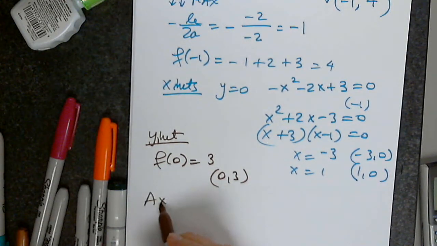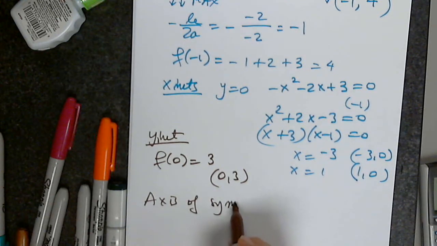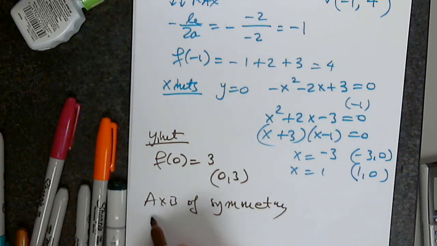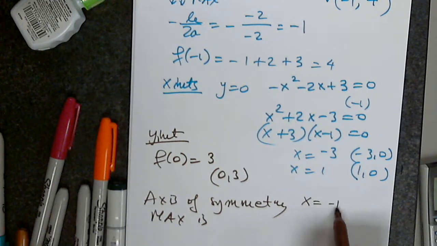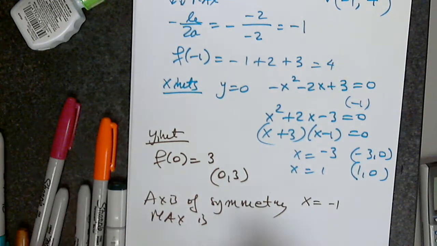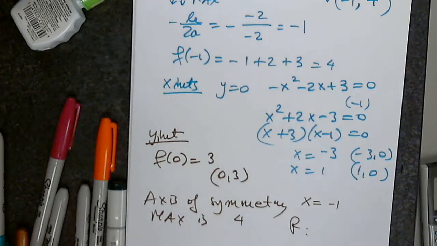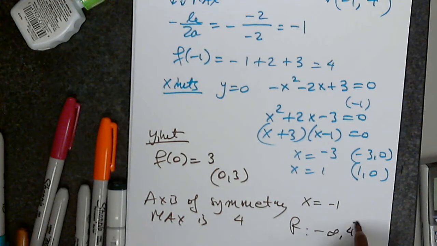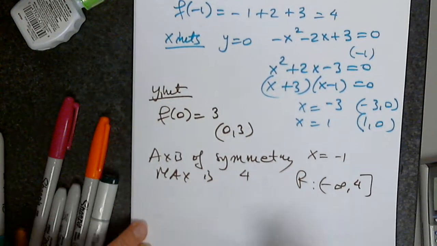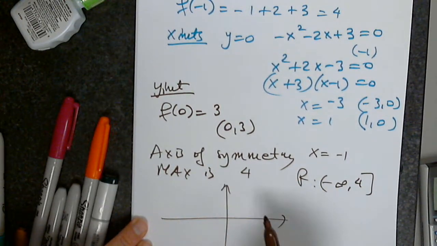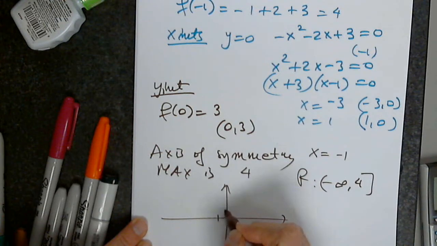And now the axis of symmetry and the max. What is the axis of symmetry? Perfect. And the max value is 4. Since I know the max value is 4, I already have the range even before I graph the function. Very good. Excellent. So now when we graph the function, we always start with the vertex, which is (-1, 4).